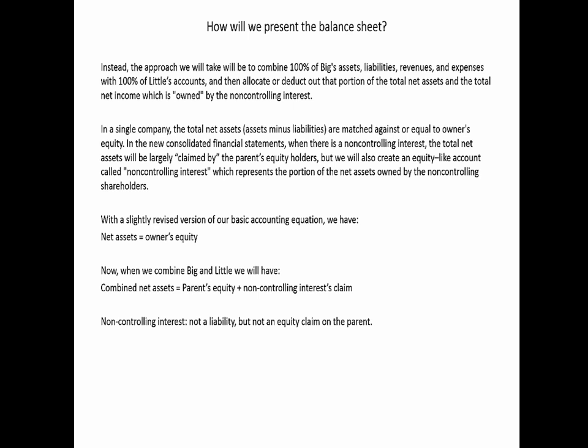They don't own any of big company, but they do own a portion of little company, and little company has been combined with big company. So on our balance sheet, we're going to have now two equity claimants. We're going to have, the majority of it is going to be the big company shareholders. So we're going to have Big's common stock, Big's additional paid-in capital, Big's retained earnings, and so on. Plus, we're going to have this new equity-like account called the non-controlling interest.